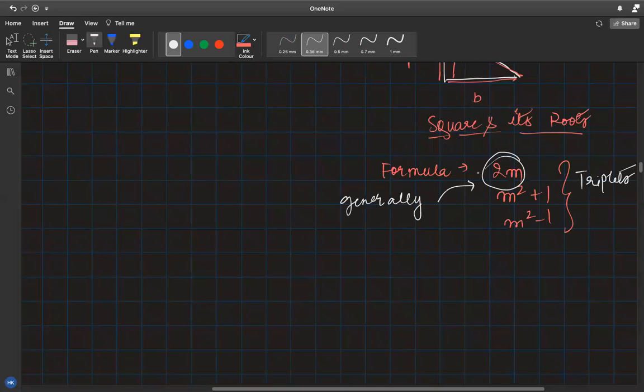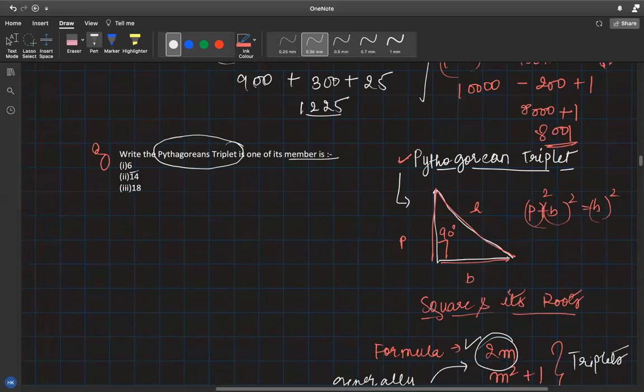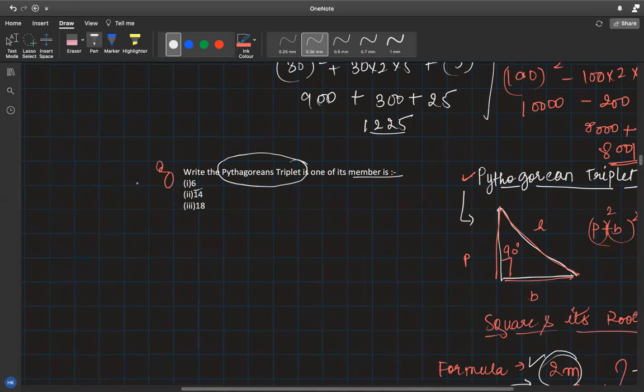So you generally apply the 2m. If 2m does not work, then you can also apply m square plus 1 and m square minus 1. So basically this question is an error and trial method. It can fit with any of them. So I have told you which formula will apply here: our 2m formula will apply, right?